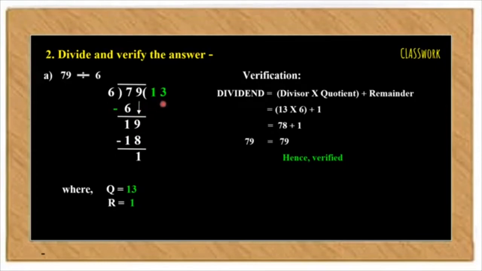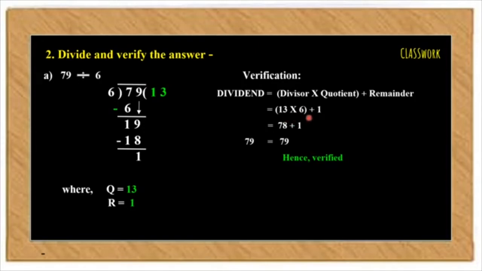6 into 3 gives us 18. On subtraction, we get 1 as the remainder. So, our quotient is 13 and remainder is 1. You already remember the formula of checking division, children, which is dividend is equal to divisor multiplied by the quotient plus the remainder. We put in the values obtained from the long division such that 13 multiplied by 6 plus 1. You can check your multiplication in the rough column, children.